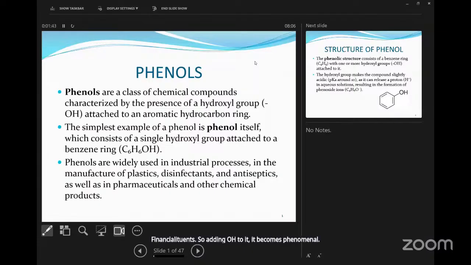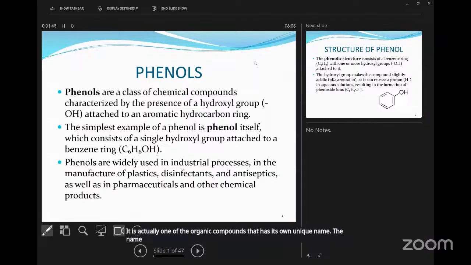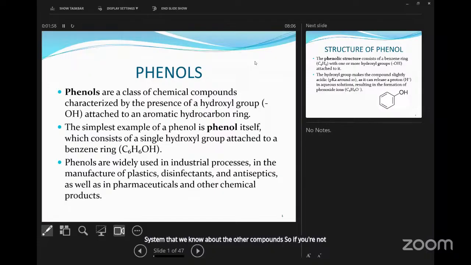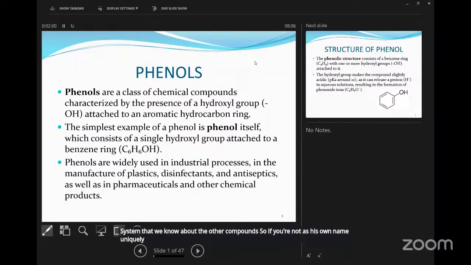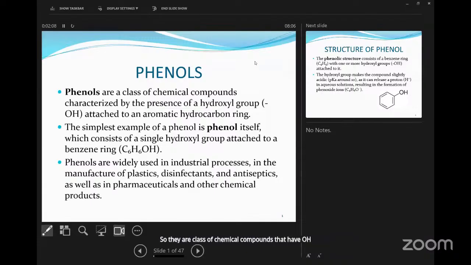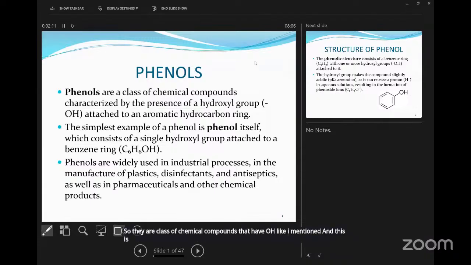It is actually one of the organic compounds that has its own unique name. The name does not follow the normal pattern for the IUPAC system that we know about other compounds. So phenol has its own name uniquely. So a phenyl ring attached to an OH becomes a phenol. So there is a class of chemical compounds that have OH, like I mentioned, and this is attached to the aromatic ring, hydrocarbon ring, which is benzene.